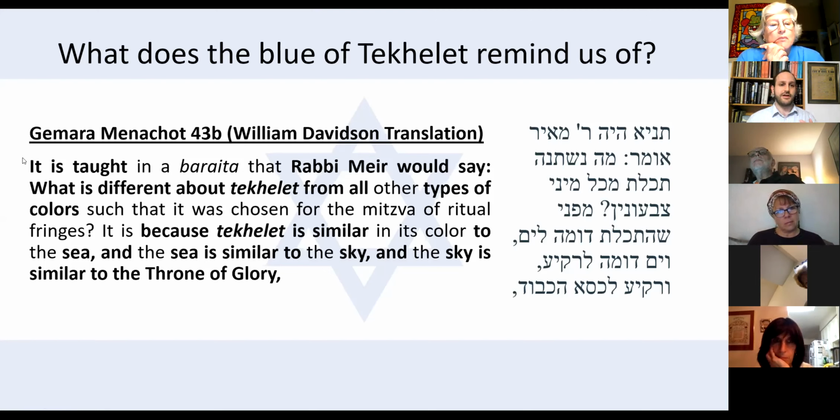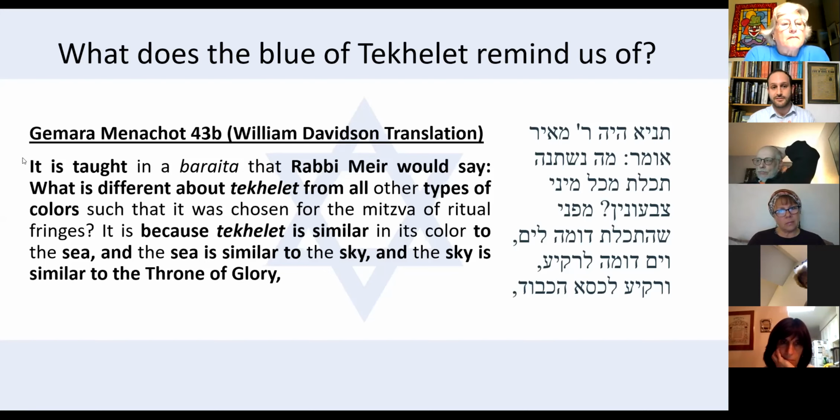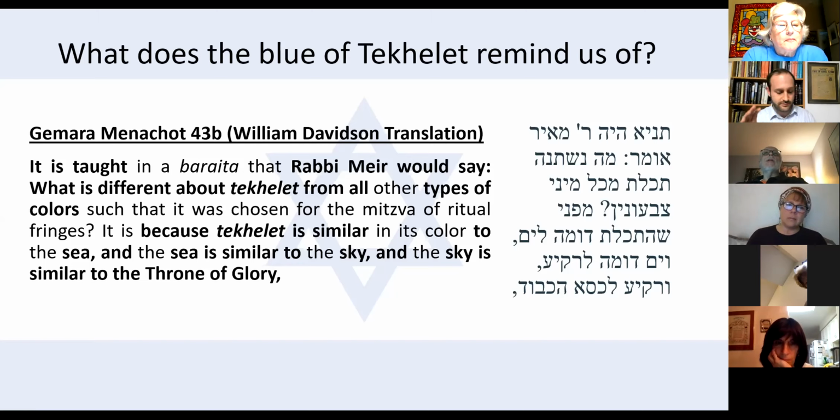Right, tchelet is the color that will remind us of God the best, and that's why we use the color of tchelet, which we're going to just call blue for the rest of the presentation for the sake of simplicity. So the purpose of this color is like the sea, which is like the sky, which is like the throne of glory, which reminds us of God above. So now we have a very good reason why the color blue made it into the eventual flag of Israel. Makes perfect sense. So now that's one part of the flag that we understand. But what about the Magen David?